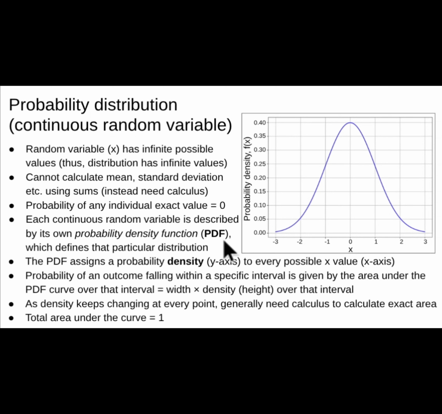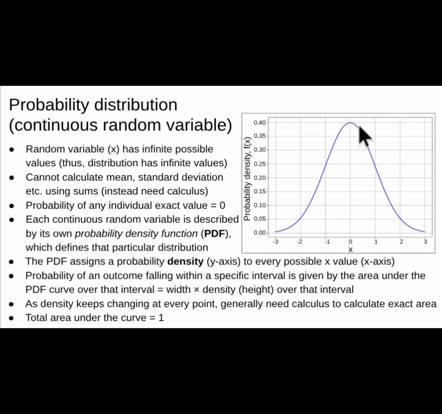How does it work? The PDF assigns a probability density, shown on the y-axis, to every possible x value, shown on the x-axis. And as you've seen in the lecture, when we introduced density plots, the probability of an outcome falling within a specific interval is given by the area under the curve of the PDF for that interval.